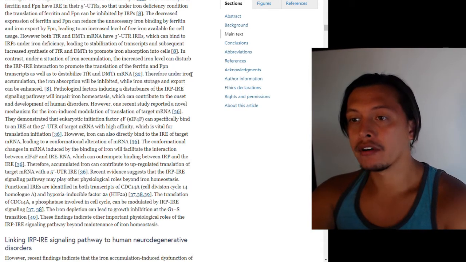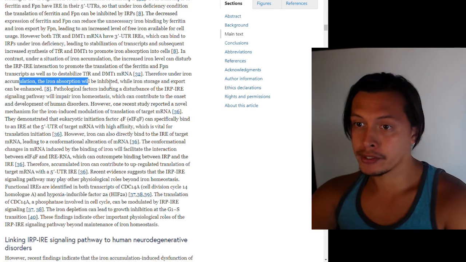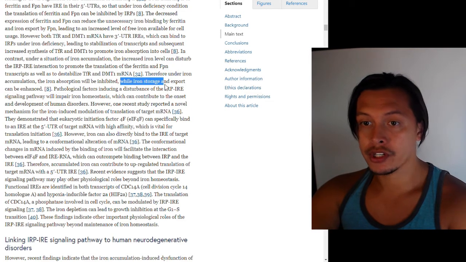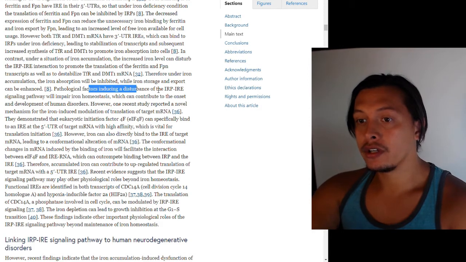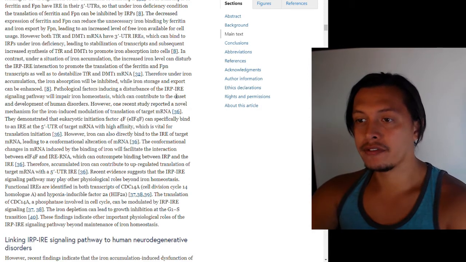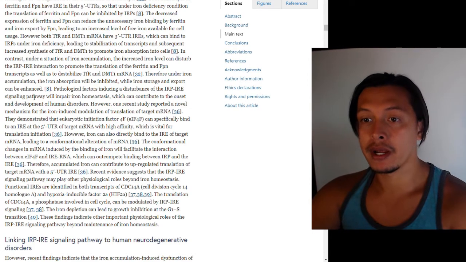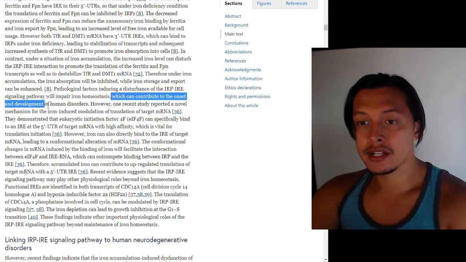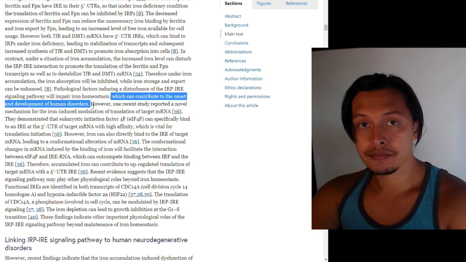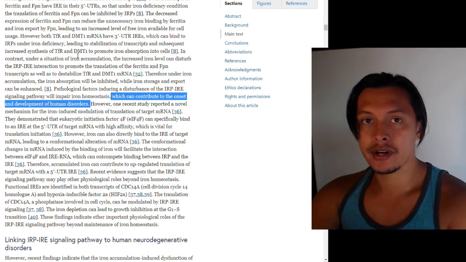So, therefore, under iron accumulation, the iron absorption will be inhibited, while iron storage and export can be enhanced. Pathological factors inducing a disturbance of the IRP-IRE signaling pathway will impair iron homeostasis, which can contribute to the onset and development of human disorders. So if this process gets dysregulated, you can get some pathology resulting from that.